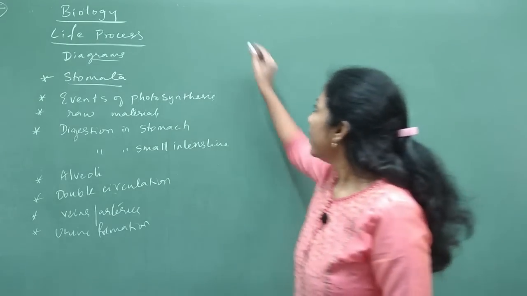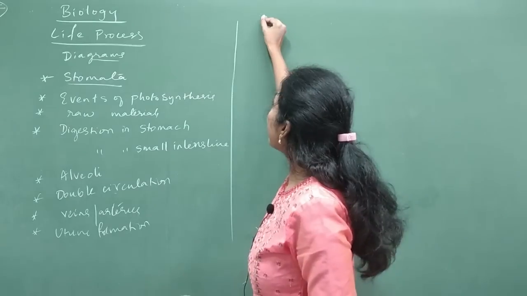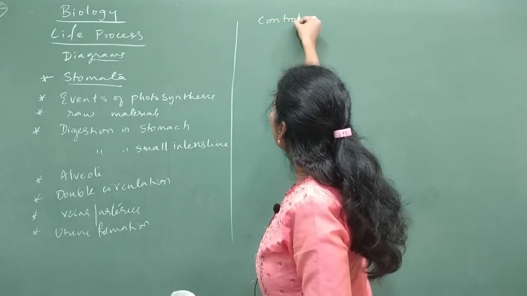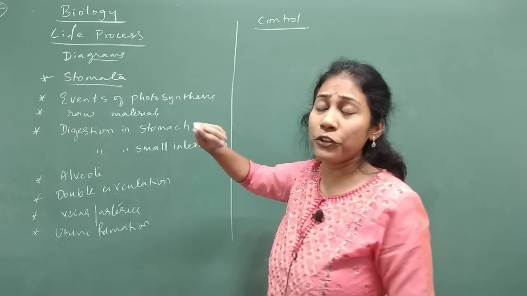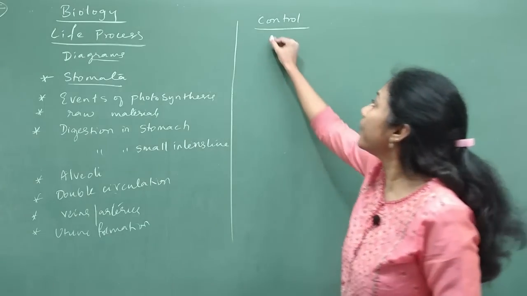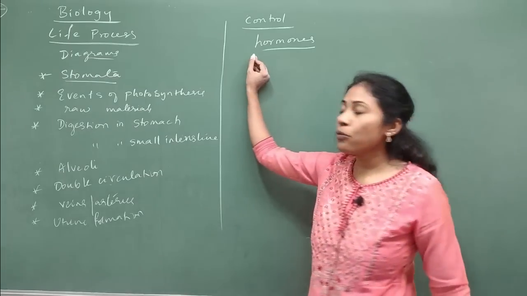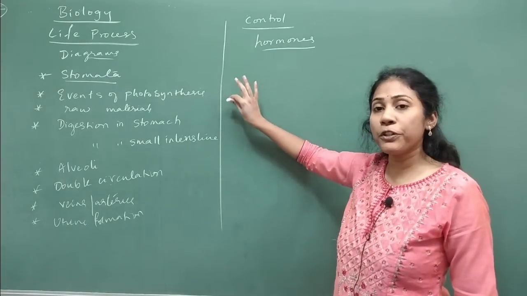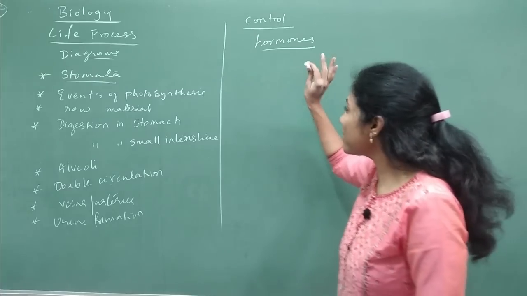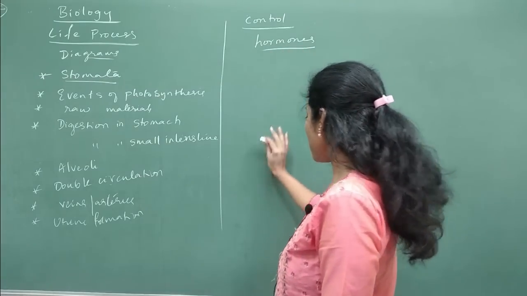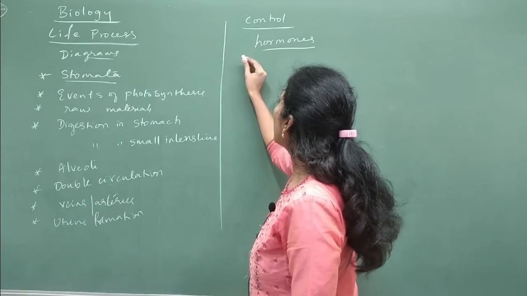Okay, fine. And coming to control and coordination, in this chapter you should not forget about hormones. Okay, so which hormone, where it is produced, and what is its function, that's the most important question. So let me list out all the hormones.